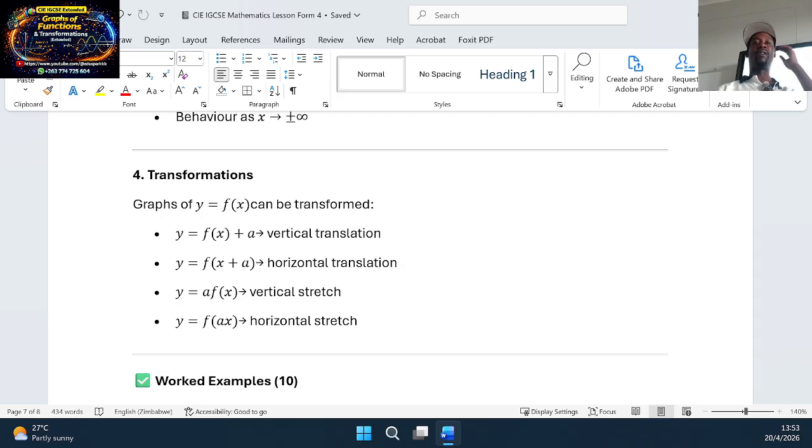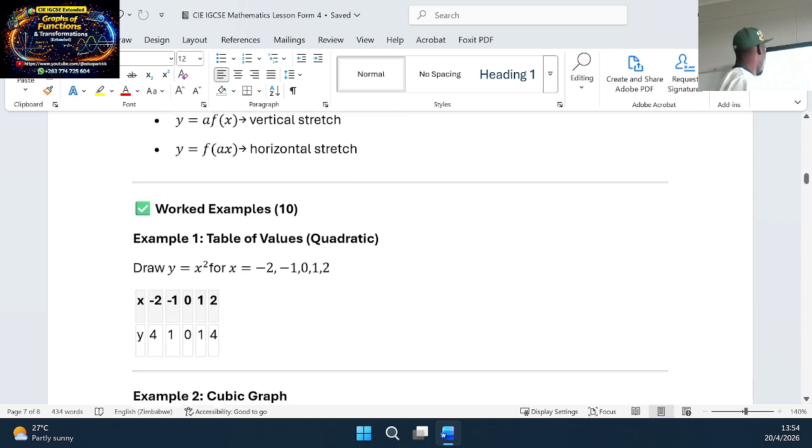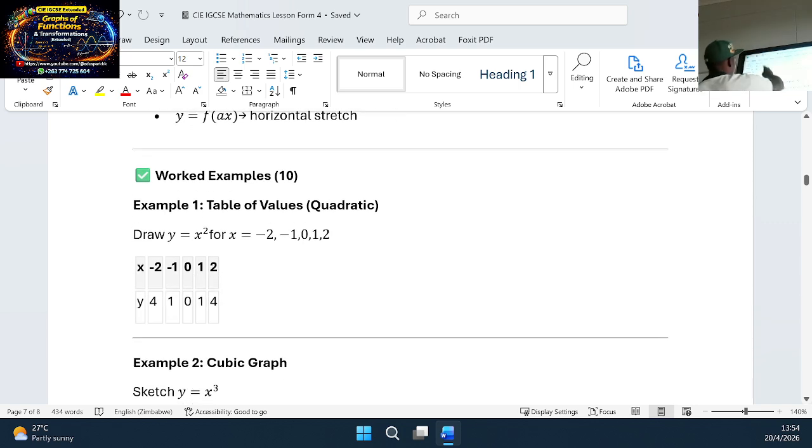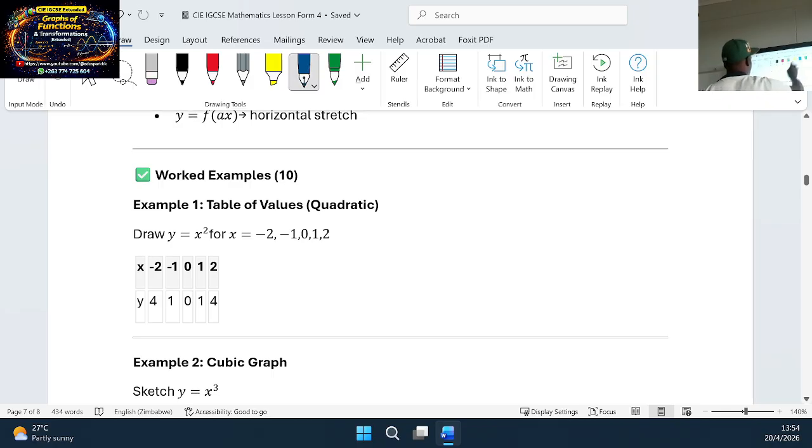Then when we look at a coefficient inside the graph, this is going to give us a horizontal stretch, to say on the x-axis, do we stretch out or do we stretch in? Now, we are going to quickly jump into 10 worked examples. We'll be discussing them just to have a sense of what we are required to work around.